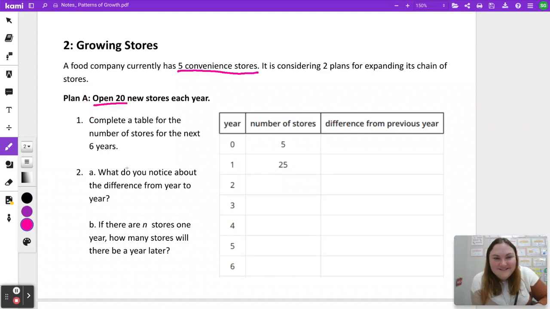Well, we're opening 20 new stores each year. So we're adding another 20 here. So the difference between here and here is we added 20. Go ahead, pause the video, and see if you can figure out what the rest of these numbers on our table are going to be.